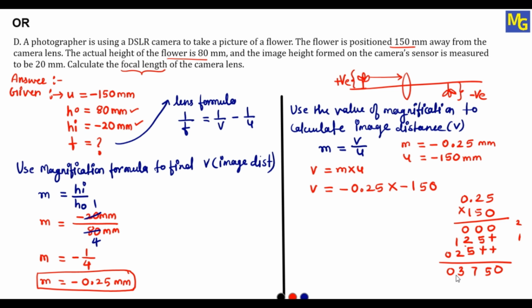Now see the decimal. Where are you going to get the decimal? The decimal is after two digits. This is 1, this is 2 and here is the decimal. Therefore the V value will be V is equal to 37.5 millimeter. And what about the sign? Negative times negative will be positive. Therefore positive sign. So here we got the answer of V, that is 37.5. We are getting positive, which means we are going to get our image on the right side of the lens. Now use this V and U and we can find the focal length. So this we will solve on the next page.